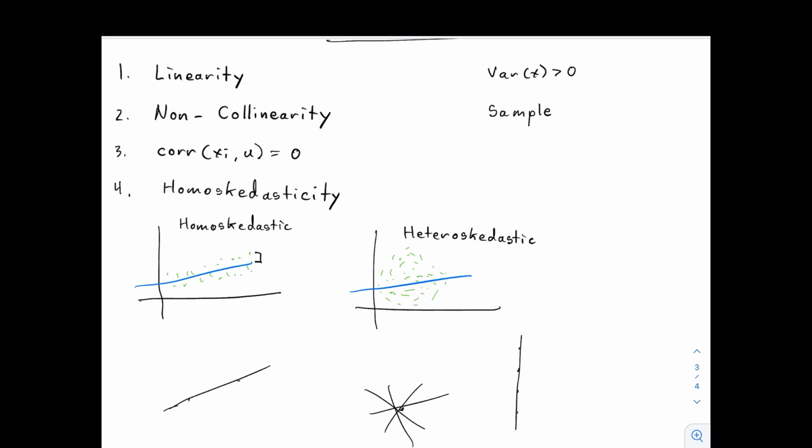And when these assumptions are met, then your ordinary least squares regression model is quote unquote blue, or your best linear unbiased estimator. Long story short, it is a good fit for your data.